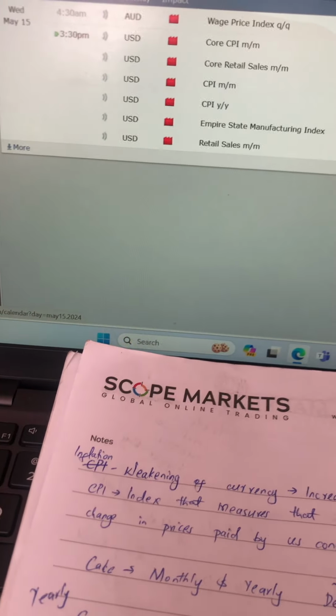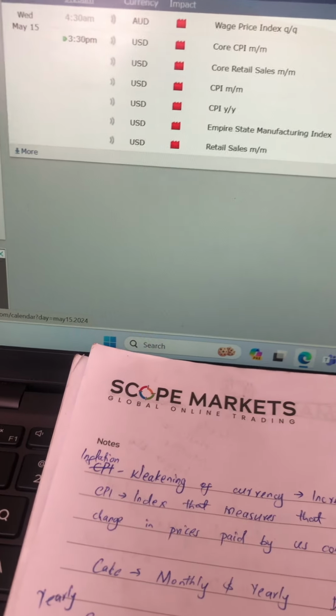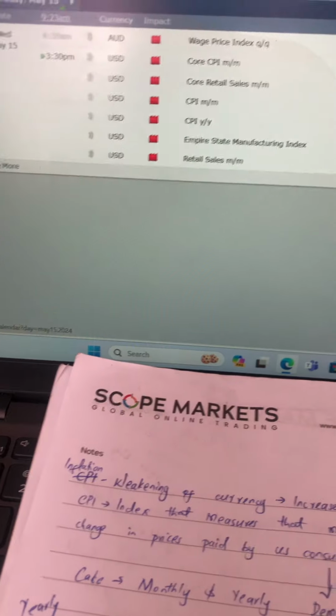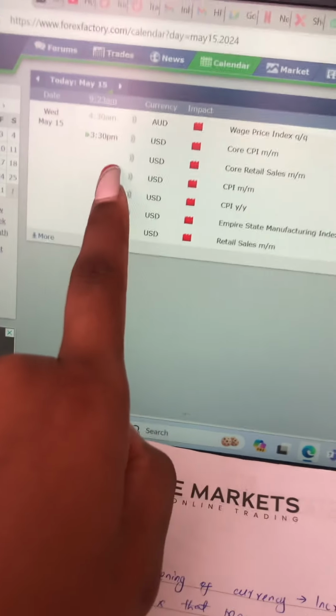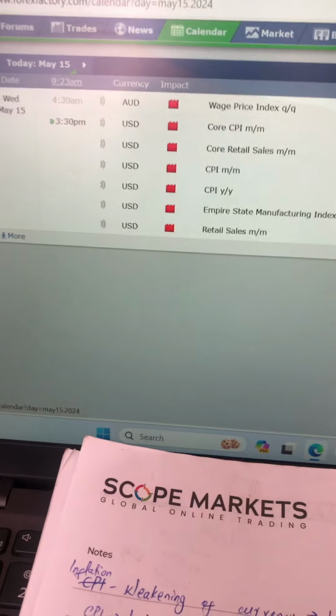So what is CPI? How does CPI affect the economy? When is CPI released? So first of all, I'm using Forex Factory to determine when this data is being released. So we're waiting for CPI today at 3:30 p.m. Remember, this is East African time. So what next now from here?